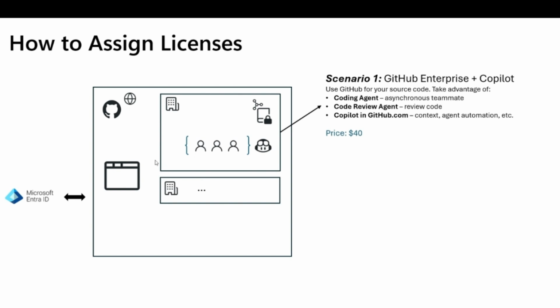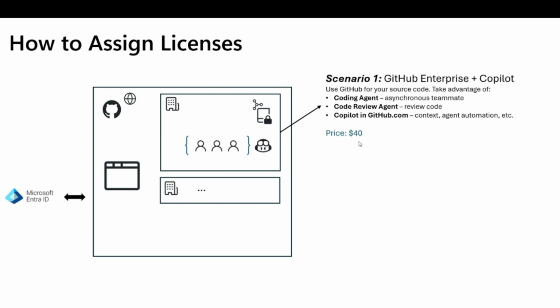For example, I can say everyone in my agricultural business unit will have access to GitHub Copilot. This is scenario one, where you leverage both GitHub Enterprise licenses and Copilot. And effectively, this would be useful for an organization or team that wants to use GitHub for their source code. You can take advantage of GitHub Enterprise and AI capabilities with Copilot, such as the coding agent, which is an asynchronous teammate that works in their own pull request and environment, a code review agent, and further context that Copilot has once you host your code in GitHub.